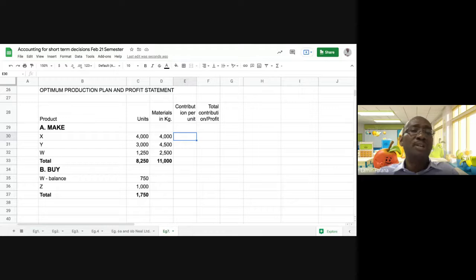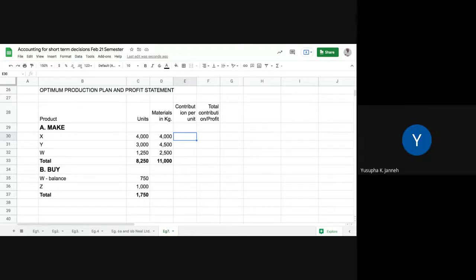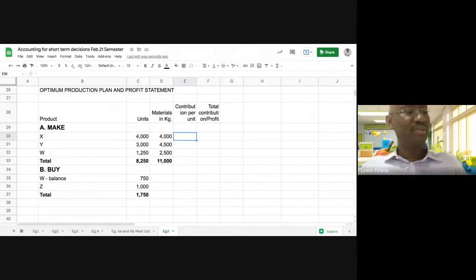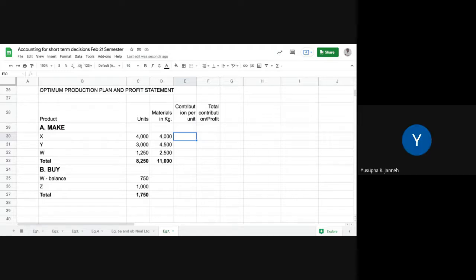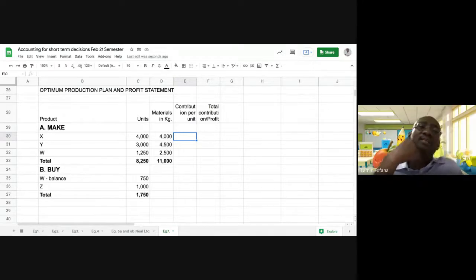What's the contribution per unit for X? Sorry. Yes. The ones we're going to buy, are we not going to consider the kilograms in material we're going to use? Do you have any kilogram available anymore? No. Yeah. So why do you consider it? We already know the kilograms of materials that outside they are charging us, what we calculated there. So we're not going to take that to calculate the required materials in kilograms. No, this is what I'm saying.